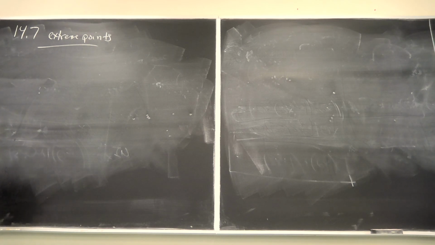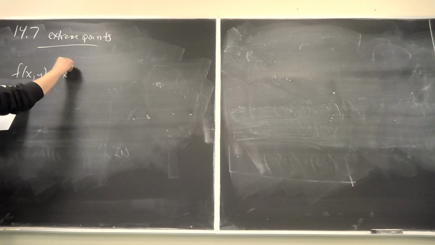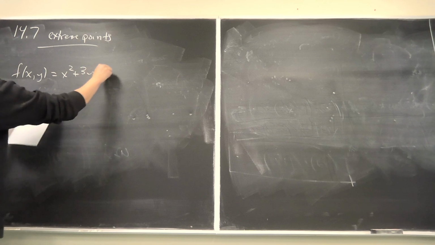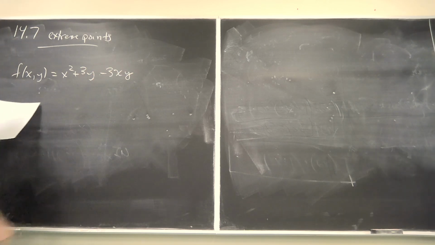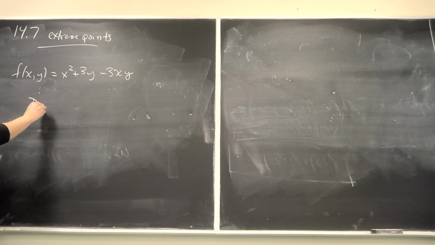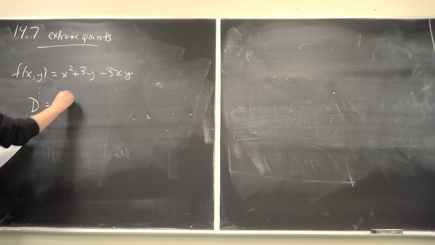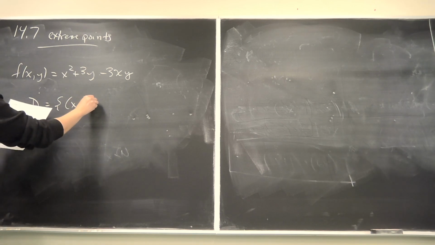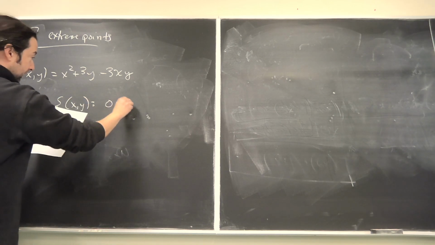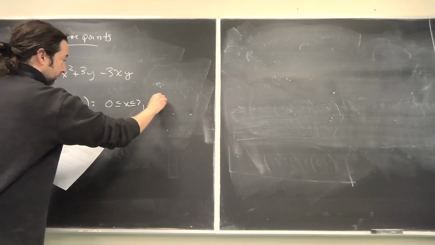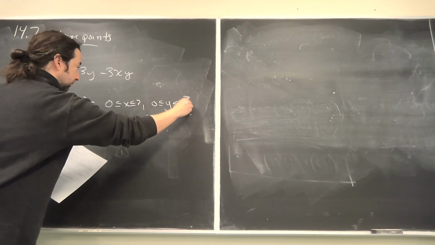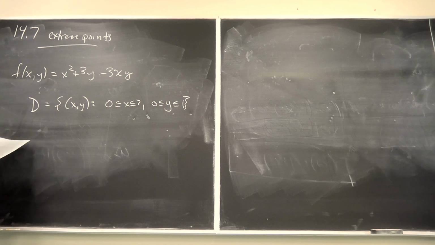On the worksheet, I gave you a function f of x and y equal to x squared plus 3y minus 3xy. And then I said that the domain of that function was a rectangle. So that's all points x and y with the property that x is between 0 and 2, and y is between 0 and 1. And then I want to find the absolute max and min.